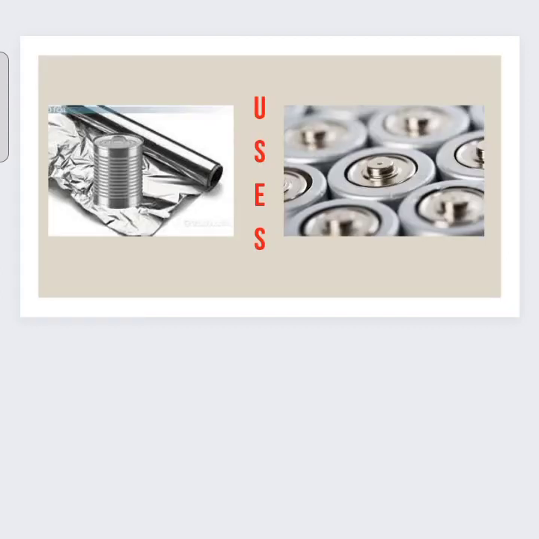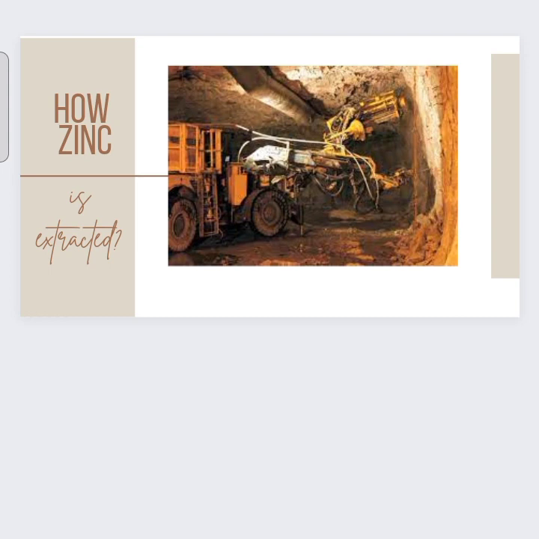Zinc uses. Zinc is a trace mineral, meaning that the body only needs small amounts, and yet it is necessary for almost 100 enzymes to carry out vital chemical reactions. It is a major player in the creation of DNA, growth of cells, building proteins, healing damaged tissue, and supporting a healthy immune system. How zinc is extracted.